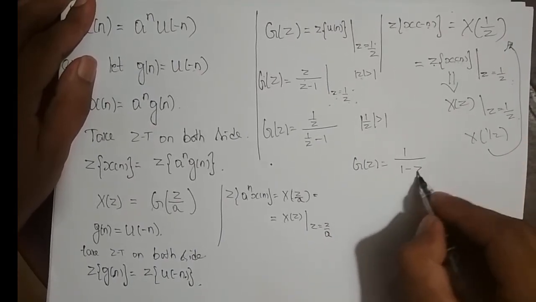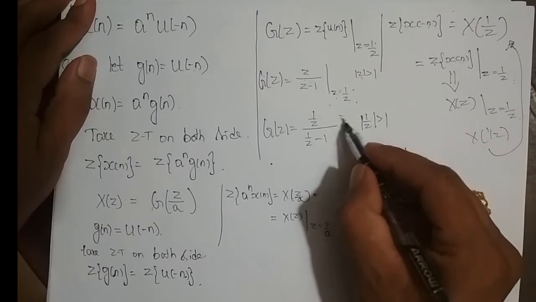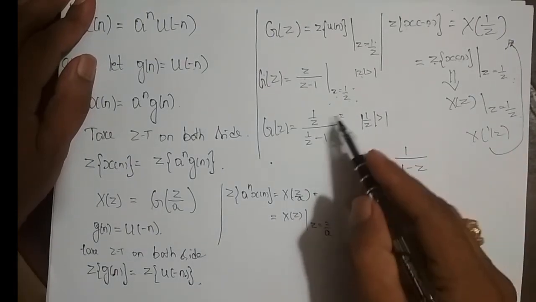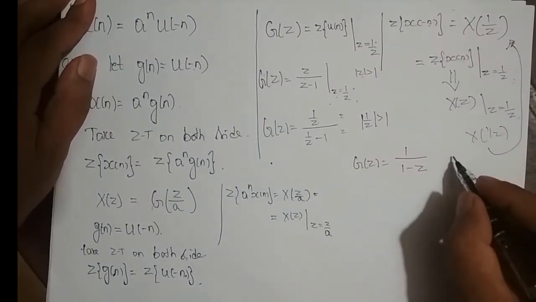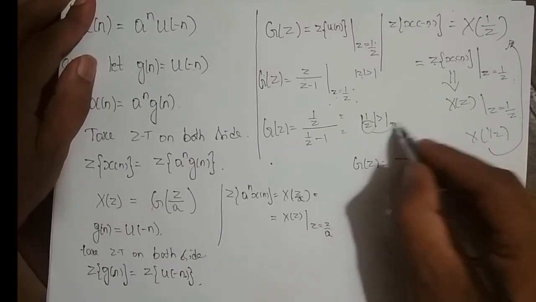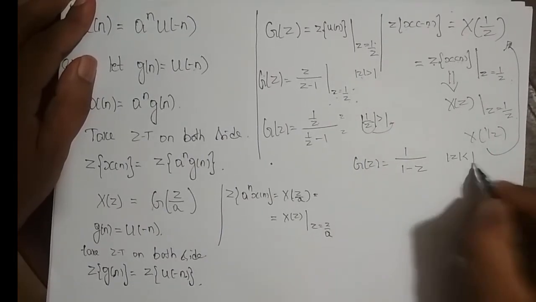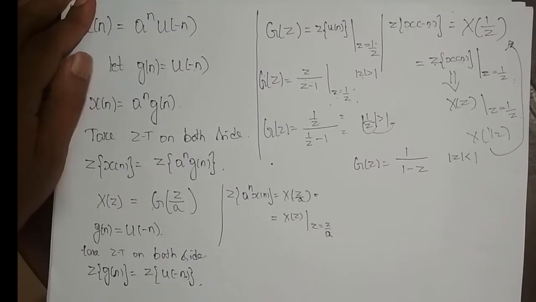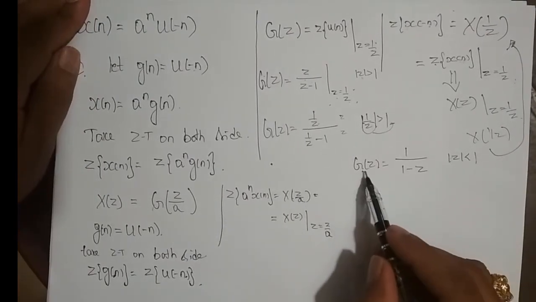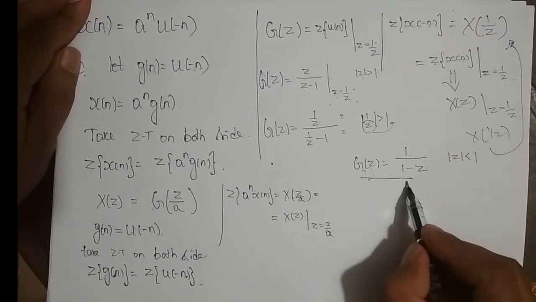If I simplify this, G of z is equal to 1 divided by 1 minus z. If I multiply numerator and denominator by z, these cancel out, and I get 1 by 1 minus z, and if this z goes to the other side, the ROC is magnitude of z less than 1.